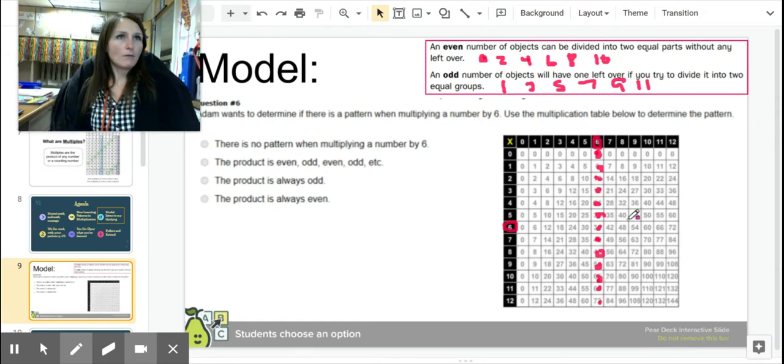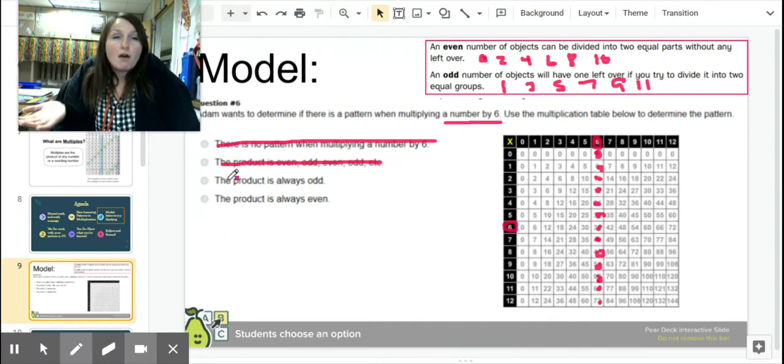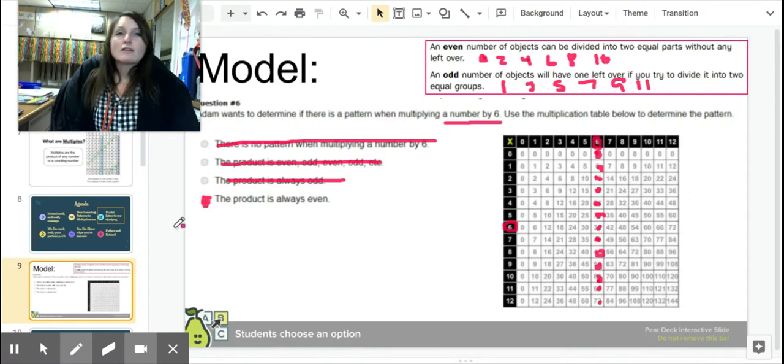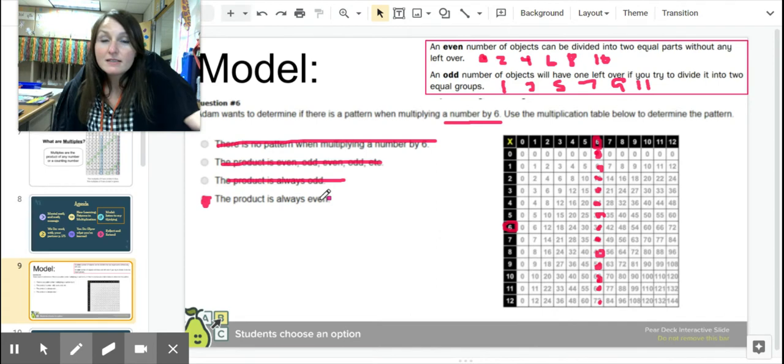So I have to think that the pattern here, when I multiply times 6, there's definitely a pattern, so that one doesn't make sense. It never even had odd, so I can't say it's even, odd. There were no odds, so I can't say that. So it was always even. Okay, so how did I know that it was always even? Did I just make a guess?